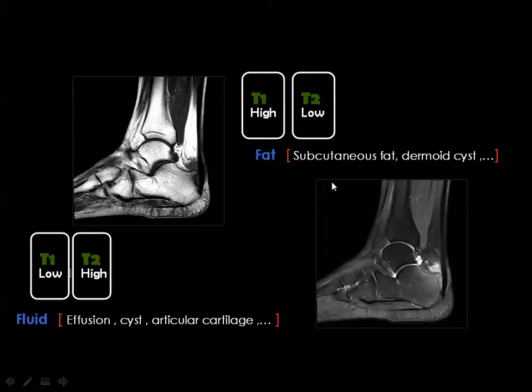The opposite of fluid is the fat, and then the fat is high in the T1 and low in the T2 weighted images. The fat is present in the subcutaneous tissues, in the bone marrow, in the dermoid cyst, for example, and so on.